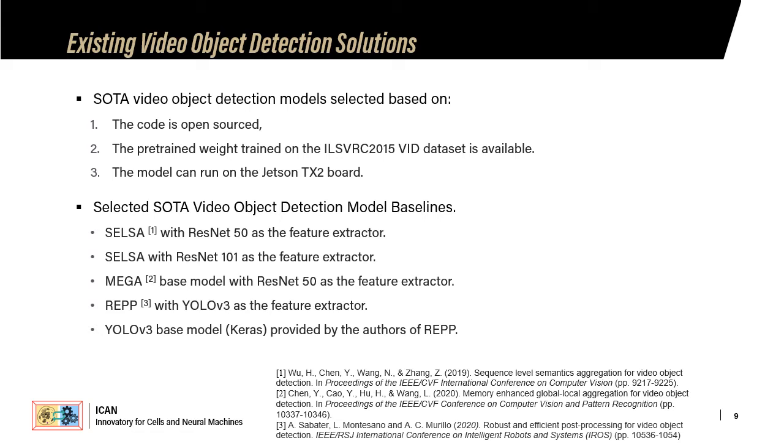In addition, we experimented with state-of-the-art video object detection solutions to further explore the impact of contention. We selected the state-of-the-art models based on the following 3 guidelines. First, the code has to be open-sourced. Second, the pre-trained weights trained on the ILSVRC 2015 VID dataset are available. And lastly, the model does not crash or hang on our lowest computation device, which is the Jetson TX2 board. The selected models are as follows.